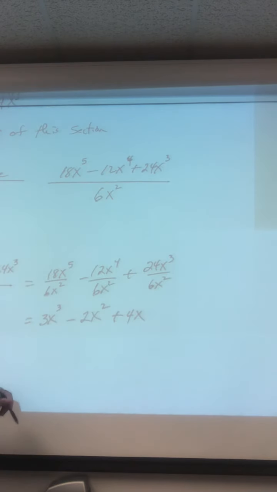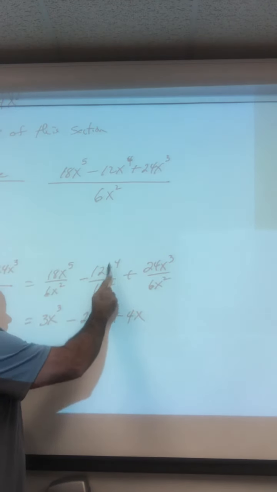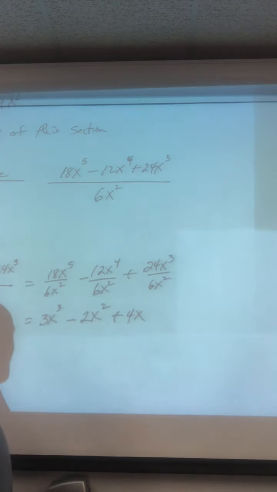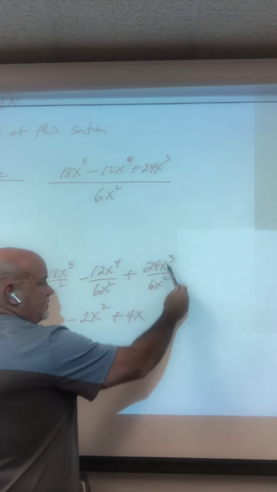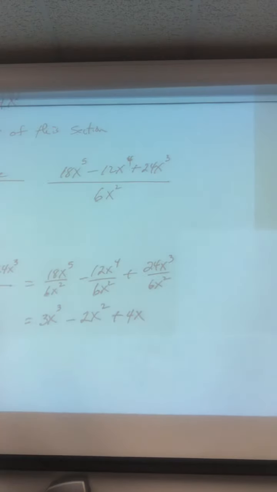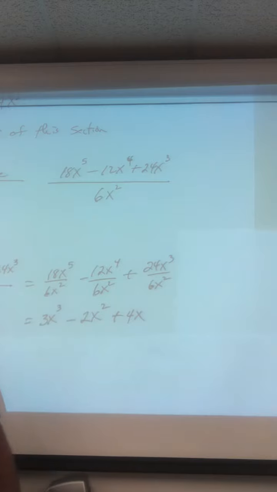Six into 18 is 3. x^2 into x^5 is x^3. Minus 6 into 12 is 2. x^2 into x^4 leaves x^2, subtracting exponents. 6 into 24 is 4. x^2 into x^3 leaves x^1, or just x. So that is your answer after you divide it.